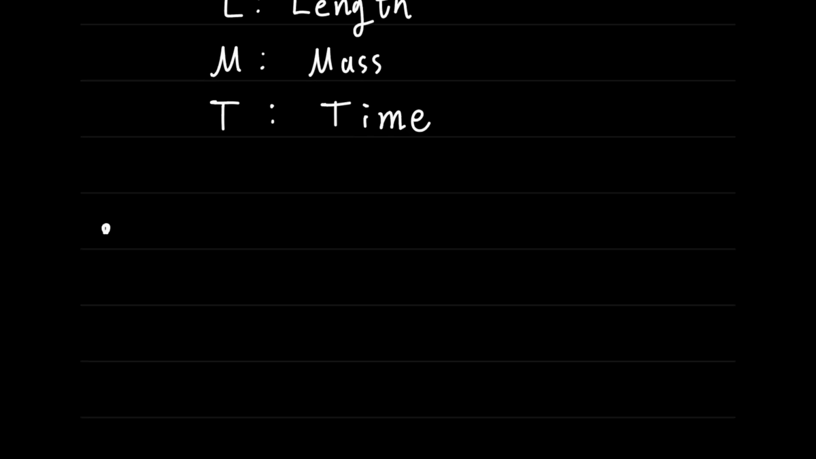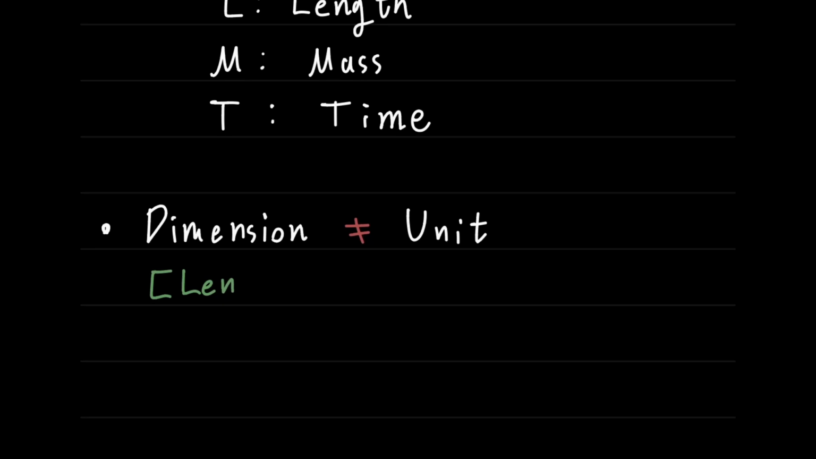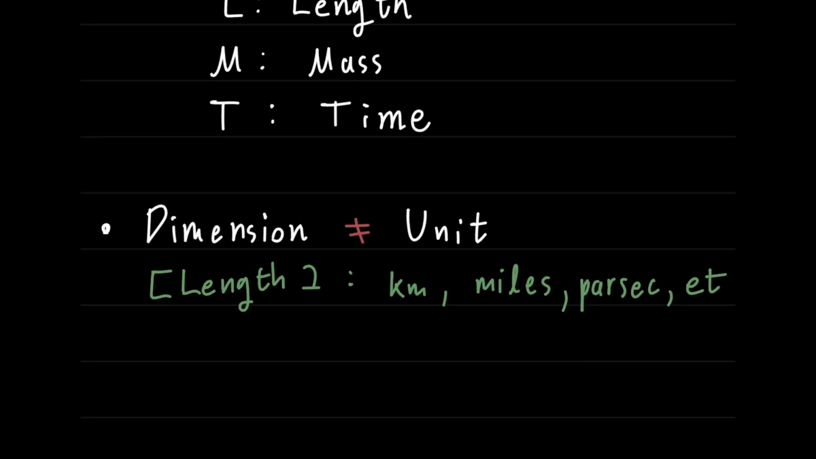One important point to remember is that dimension is not unit. For example, the dimension of length can be measured in the units of kilometers, miles, parsec, etc.